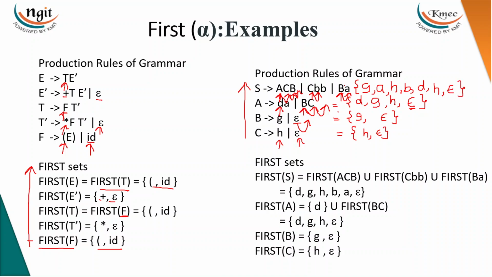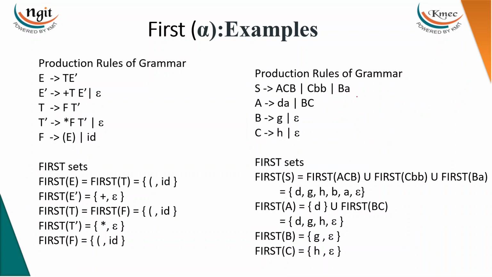I didn't take it for this one, I took it for this one because B is not deriving. But here all are non-terminals and all are deriving epsilon. That's why I have taken this. So here epsilon is the key to go to the next symbol. Remember that. So whenever you get epsilon, don't take it directly. The intention of epsilon is to go to the next symbol.